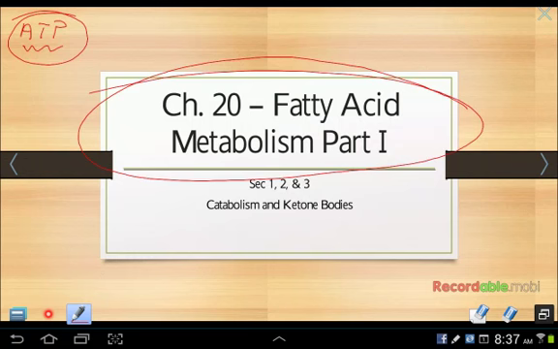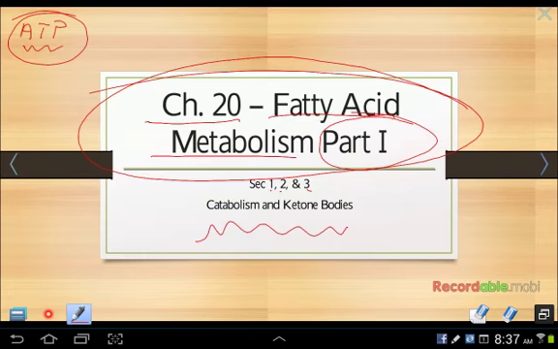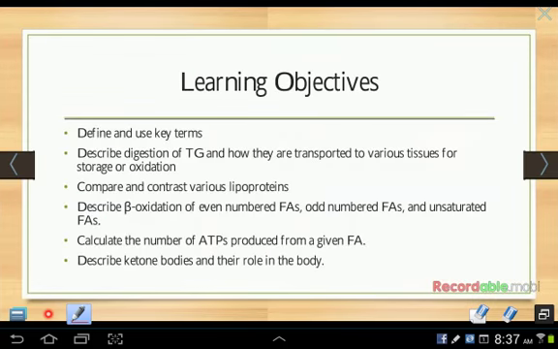So today we're going to talk about Chapter 20, which is fatty acid metabolism. I'm dividing this into two parts. So this is part 1, where we're focused more on catabolism in sections 1, 2, and 3 of your textbook. So as always, here are your learning objectives.